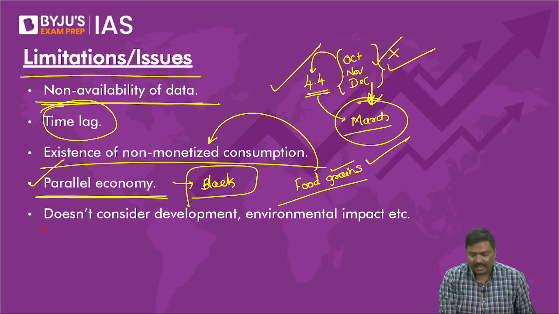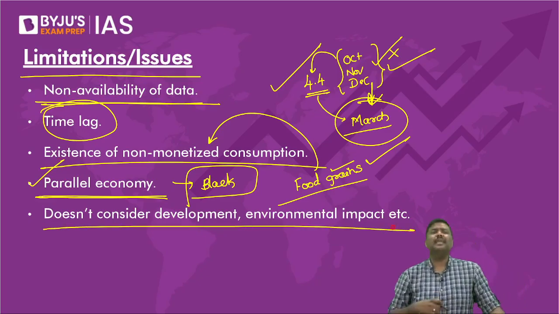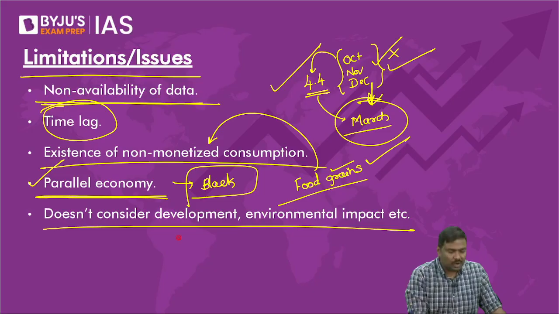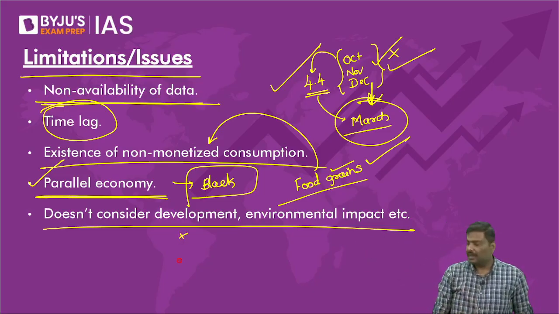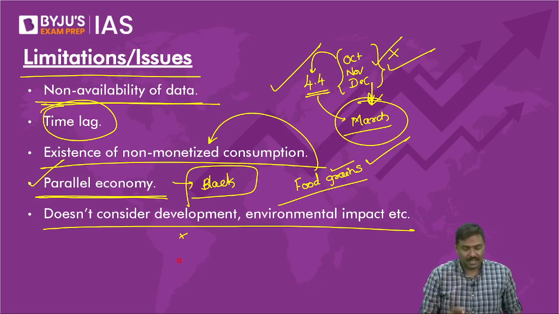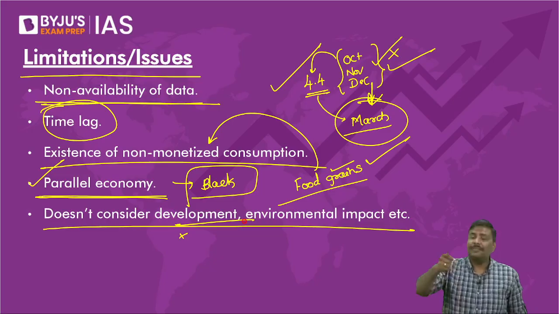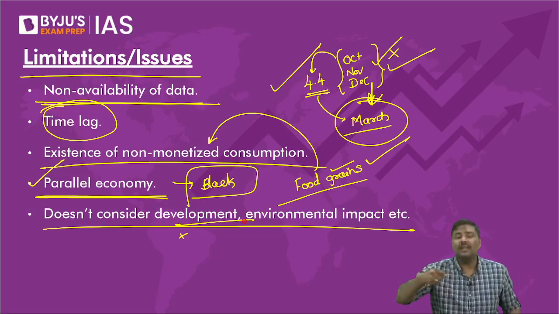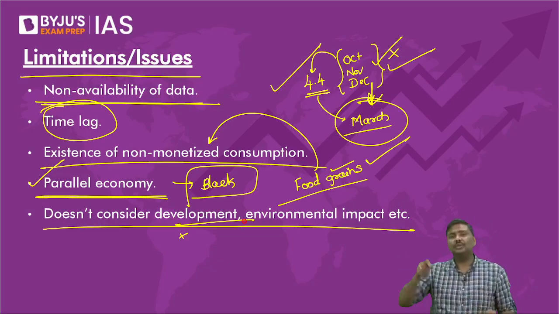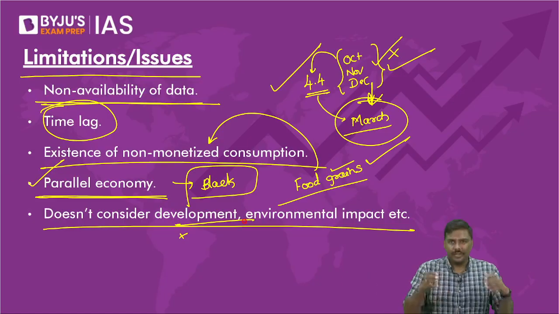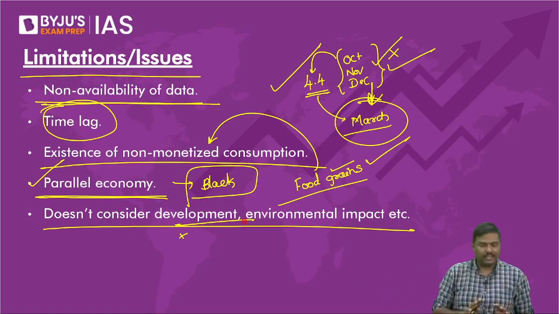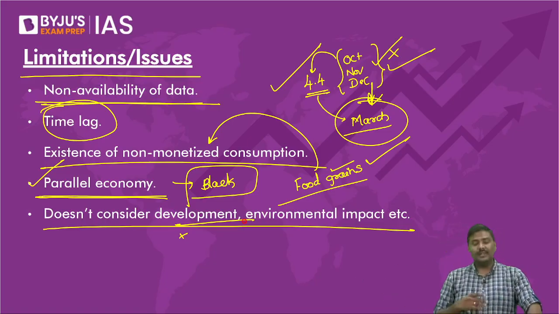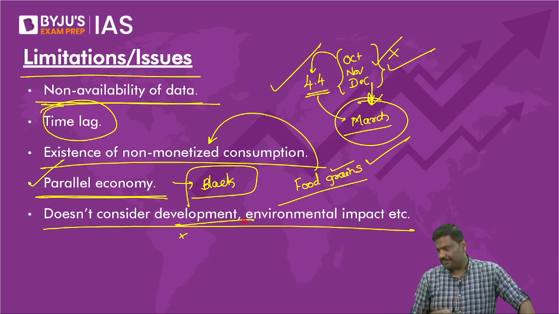Okay. And finally, whenever you talk about GDP, GNP, etc., we do not consider the impact of this on the environment. We do not consider what is happening to, let's say, poor people in India, or to children in India. We don't get all of that information using the GDP. Is it okay? So these are some of the limitations or issues.